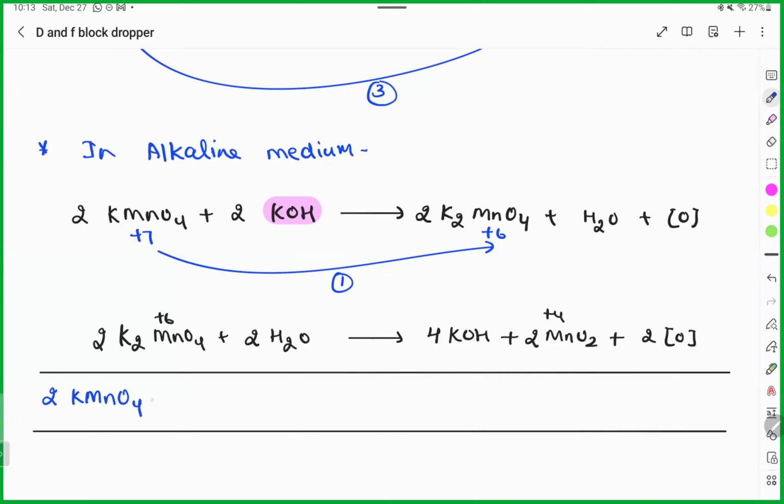Sir, didn't we balance it like here? Yes, 2 KMnO4 plus 1 H2O gives 2 KOH. H2 will be cancelled out, intermediate. Produces 2 KOH. What else? And 2 MnO2.